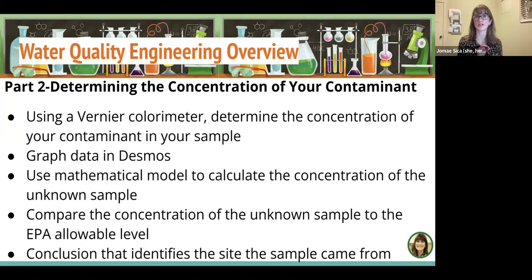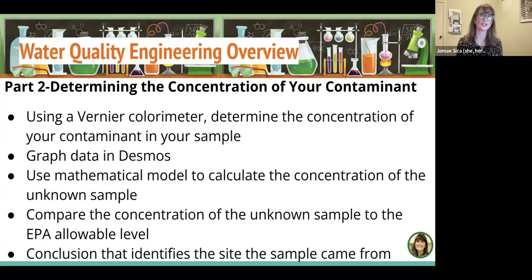And so once they know what the concentration is, then they compare it to the EPA allowable level, and the concentrations have been written out so that the unknowns always lie above what the EPA allows for those contaminants in the water. And so then students write a conclusion for this particular lab.